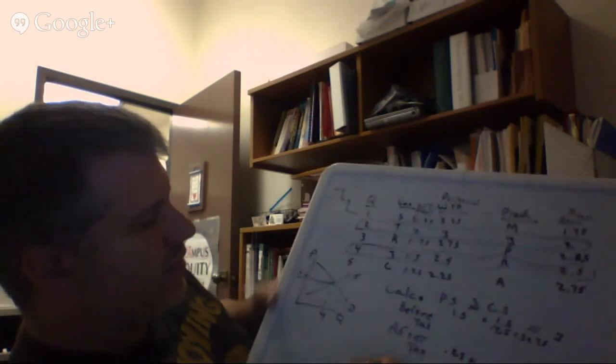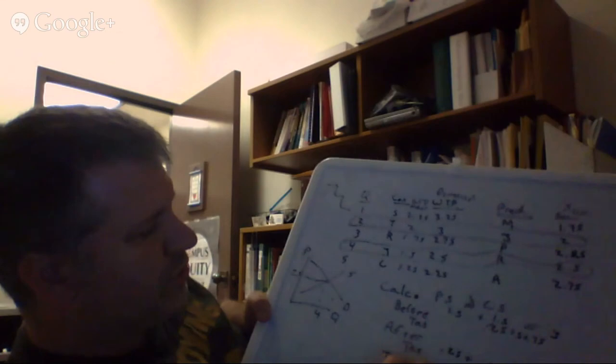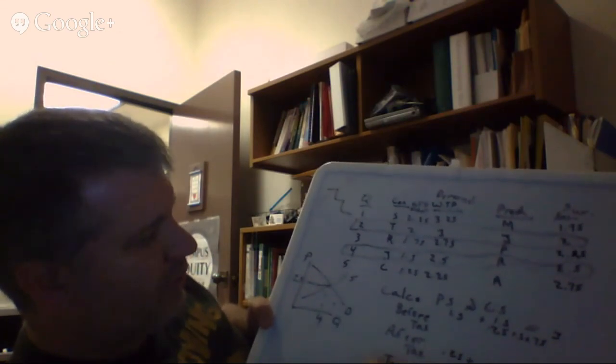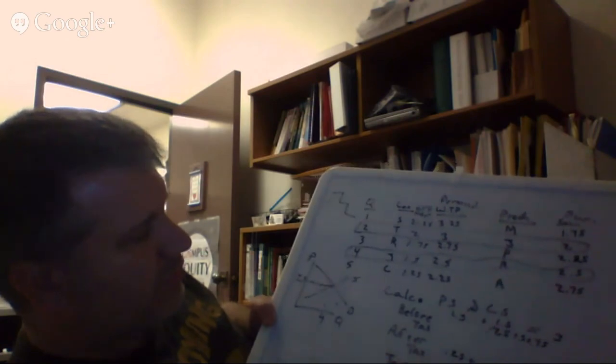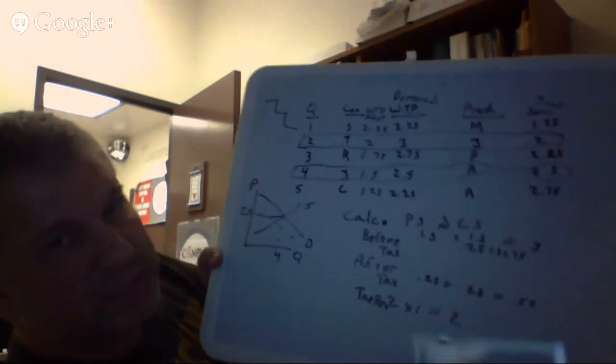Now, deadweight loss also requires we know tax revenue, and we know that the tax was 2 units of quantity times $1. So the tax revenue was going to be $2. Okay, so tax revenue to them is $2.